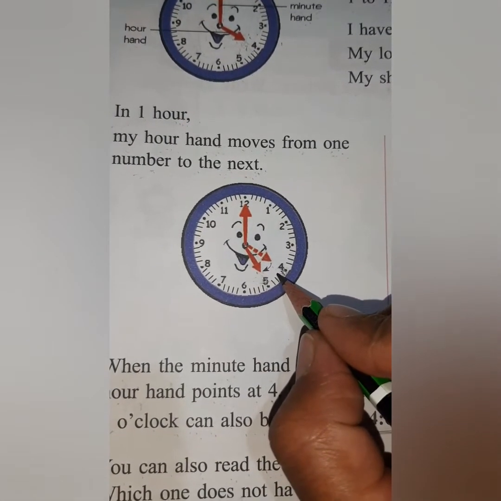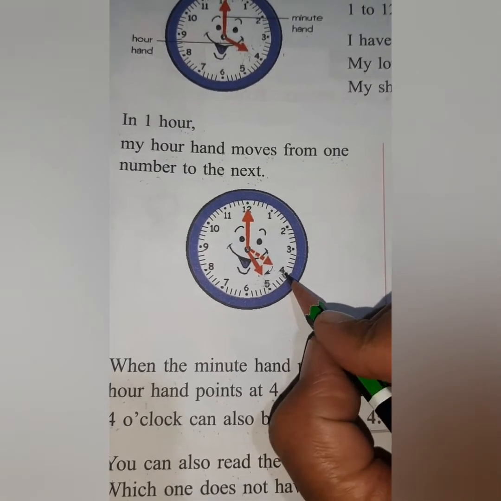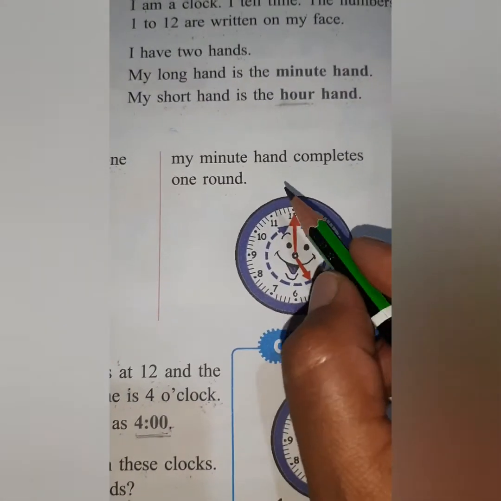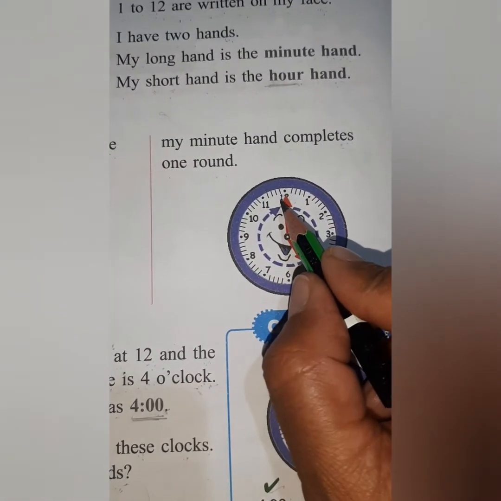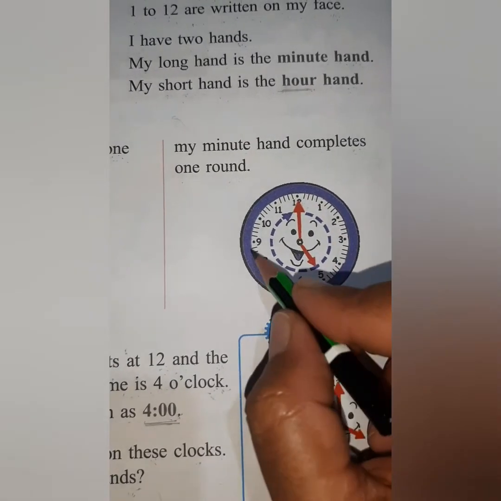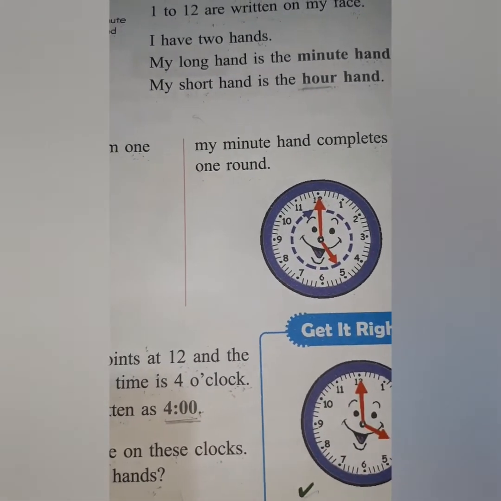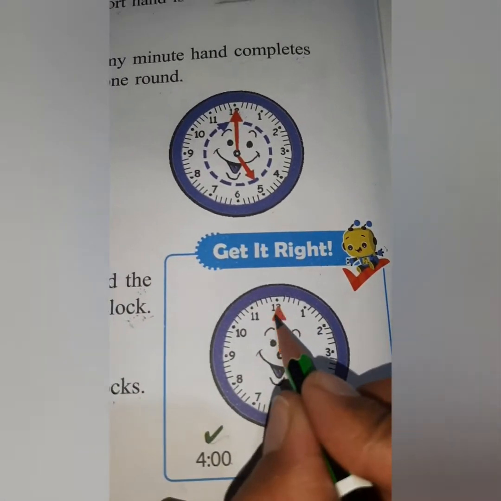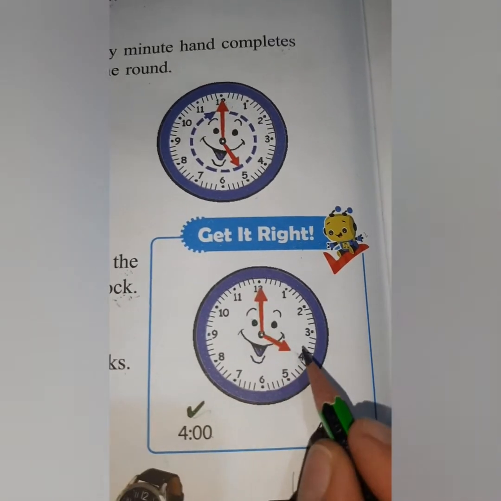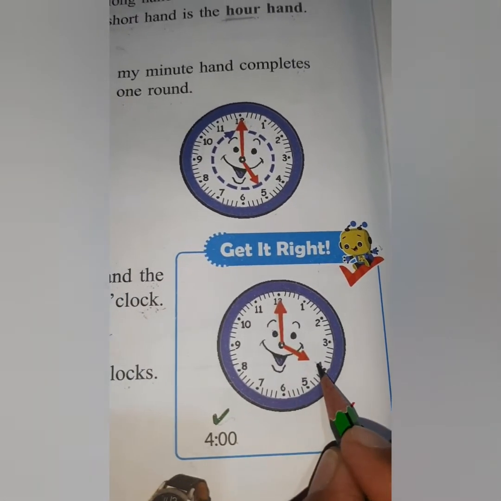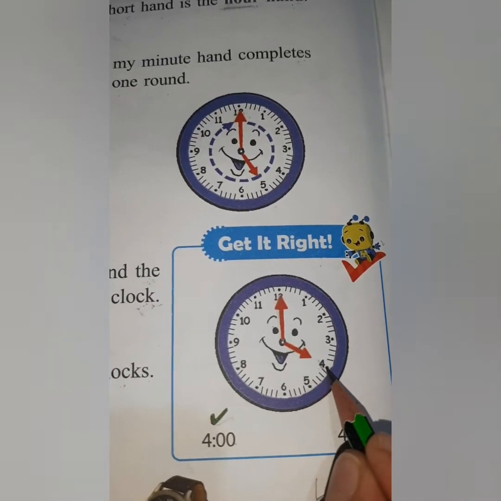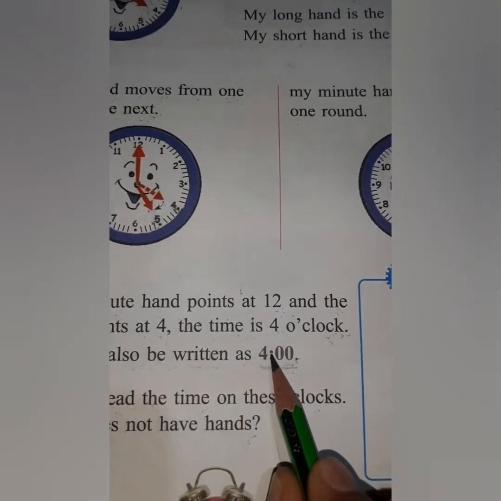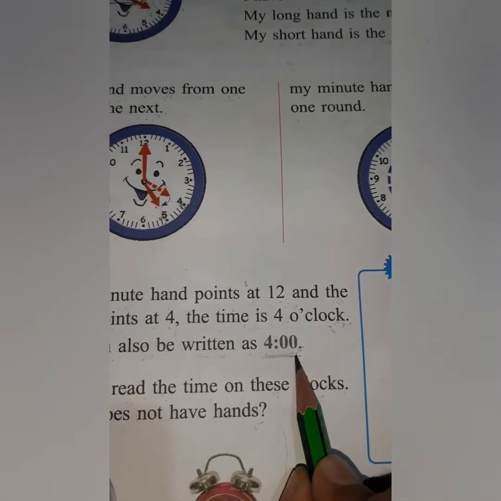Okay, it takes 1 hour to move from one number to the next. Okay, and in 1 hour, the minute hand completes one round. Okay, and when the minute hand points at number 12, and the hour hand points at 4, the time is 4 o'clock. 4 o'clock can also be written as 4, two dots and 0, 0 like this, okay?